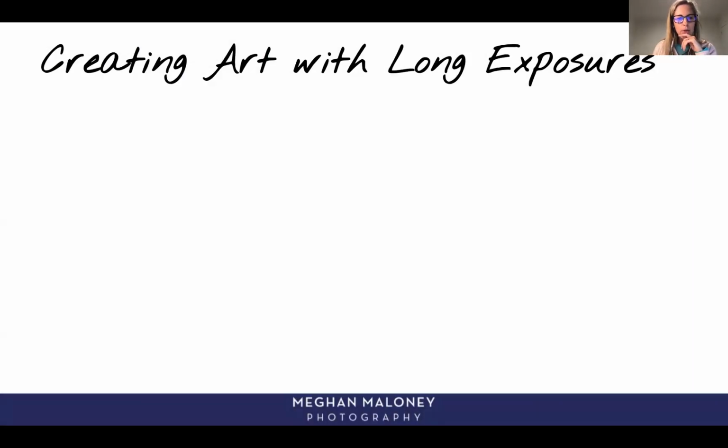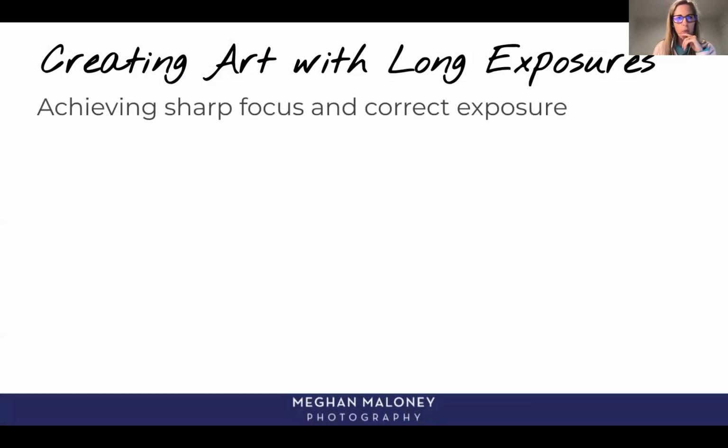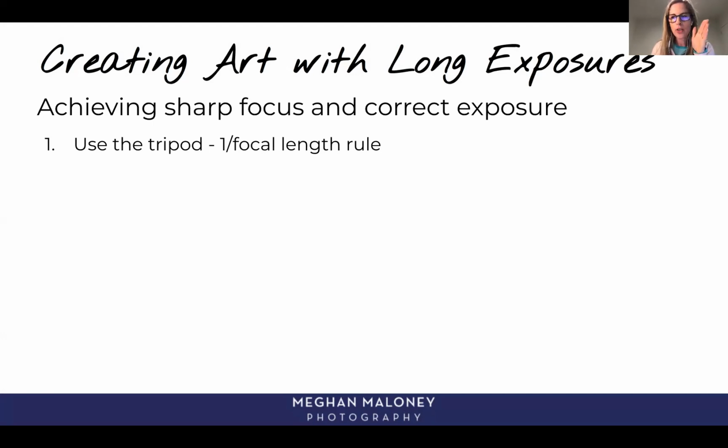But how do you guarantee both sharp focus and correct exposure when shooting a long exposure image? Well, first of all, tripod goes without saying. Now, just as a slight aside, hopefully you're semi-familiar with the one over focal length rule for shooting tripod versus handheld. The basic rule of thumb is whatever your focal length is, so if I'm shooting with my wide angle lens at 16 millimeters, I should be able to shoot as slow as 1/16 of a second handheld and be okay. If I was shooting with my telephoto at 200 mils, I'd have to probably shoot on a tripod if I was any slower than 1/200, which is actually quite fast.